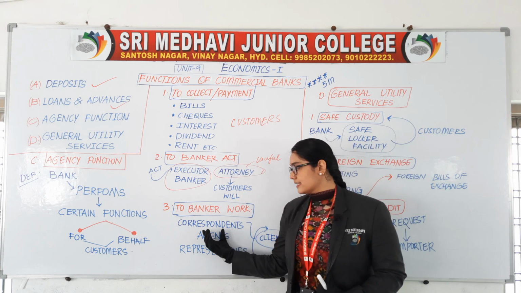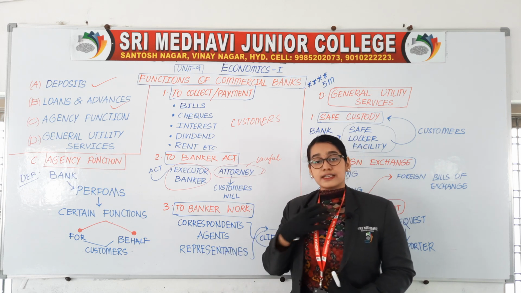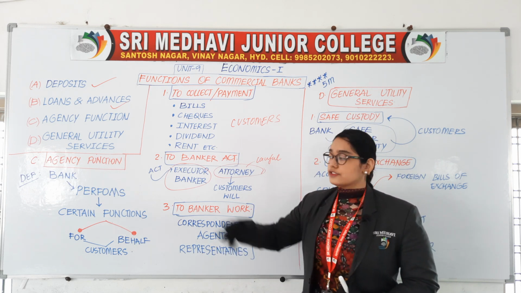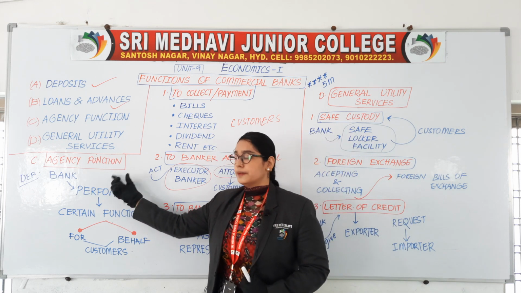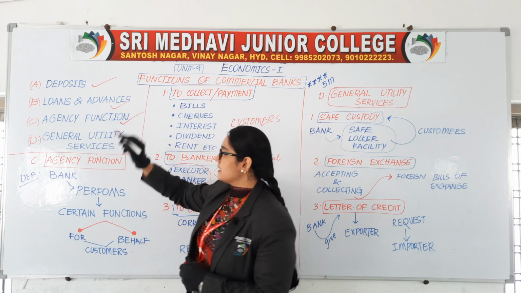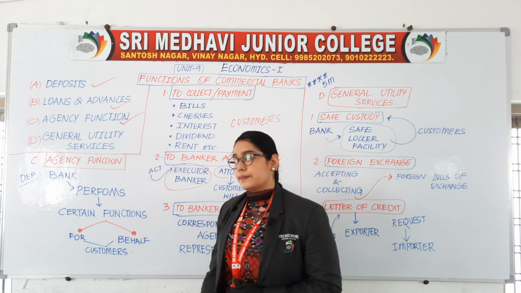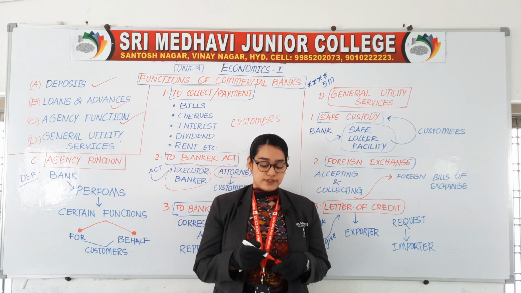So it is acting as a correspondent, it is acting as our agent, it is acting as our representative. Alright, so these are the three functions of commercial bank which come under agency function. So the third point C, that is agency function, is also completed. Last and final one is left, that is general utility services.